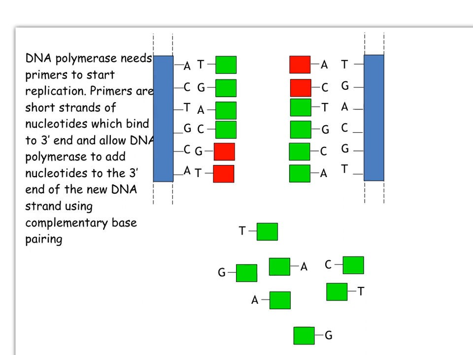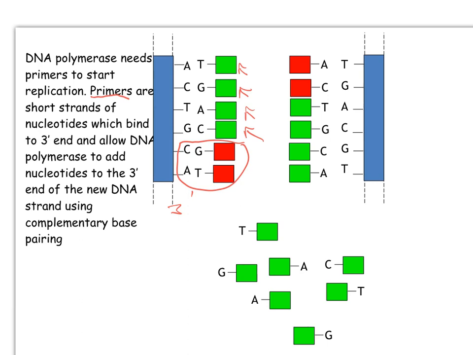Now the DNA polymerase can't just start the replication process, it needs something called primers. Now a primer is a short strand of nucleotides which binds to the 3' end, and once that primer is bound to there, so this part here we could see is a primer, the DNA polymerase is able to add nucleotides to the 3' end of the new DNA strand using complementary base pairing. So what happens is the DNA polymerase starts to add the complementary base pairs.